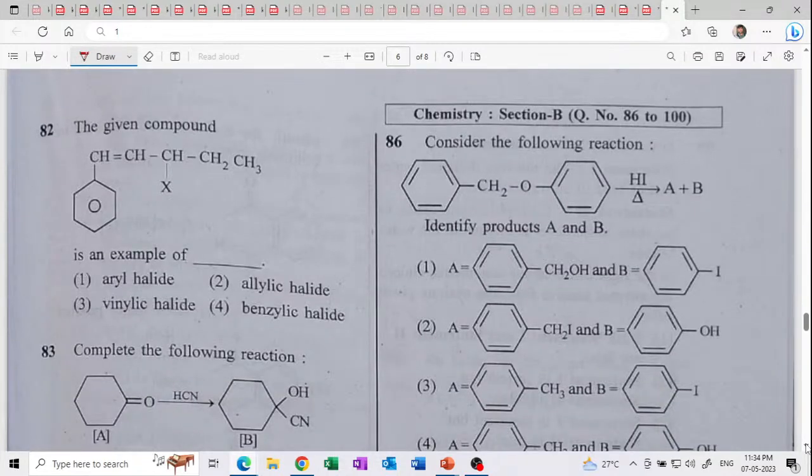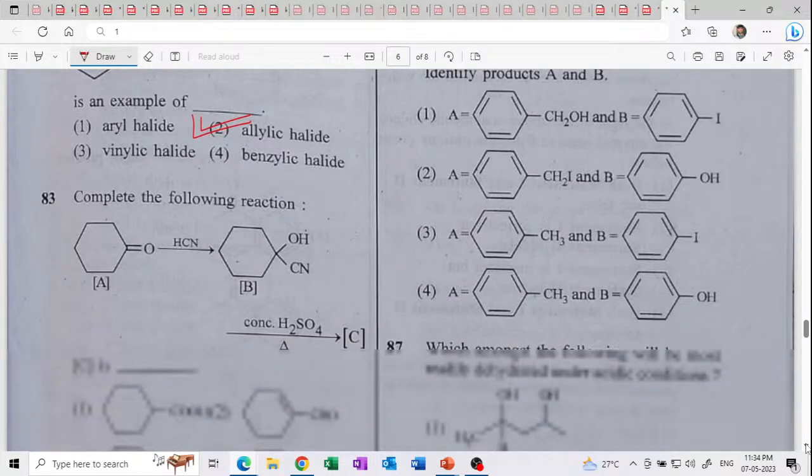The given compound. This is a very easy question, a question from halogen derivatives. Get it? So this is the question from the halogen derivatives. Here the halogen atom is attached to the carbon atom sp3 and this is sp2. So this is an allylic halide. Get it? This is an allylic halide. So simple question from the halogen derivatives.